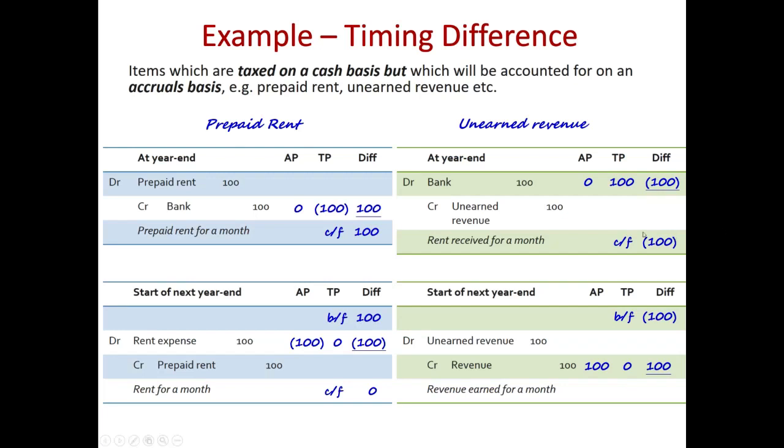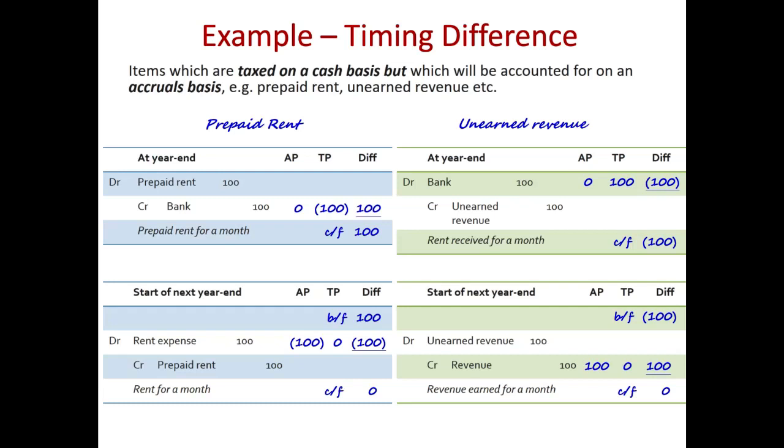And don't forget the credit balance, if you like, the timing difference that you generated at the previous year end, would be brought forward or carried forward from the previous year end to the start of next year. This negative 100 timing difference would then be offset or reversed by the positive 100 timing difference of this year, and at the end there would be no more timing differences.